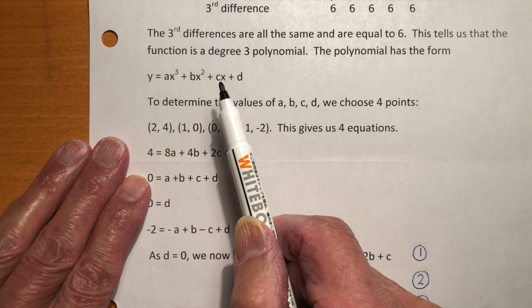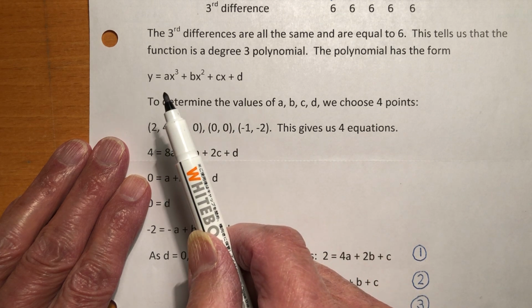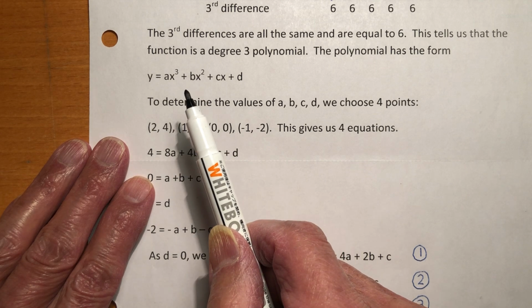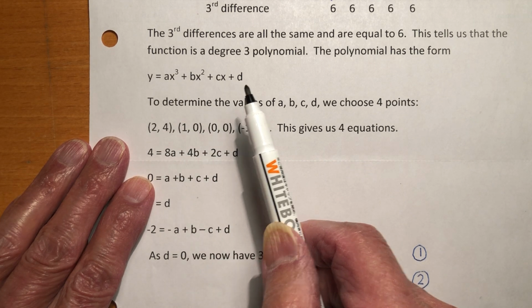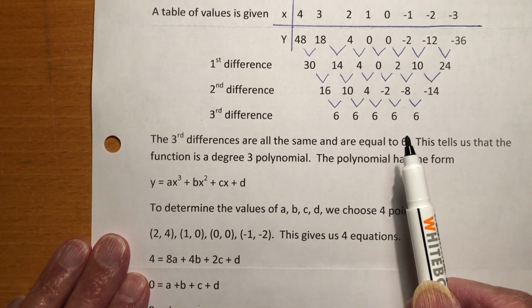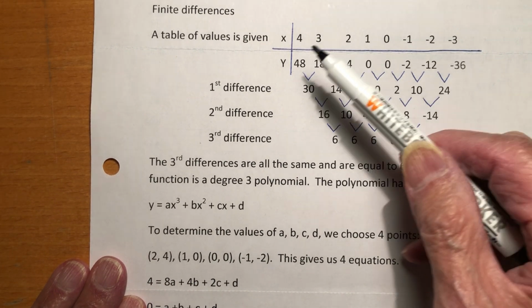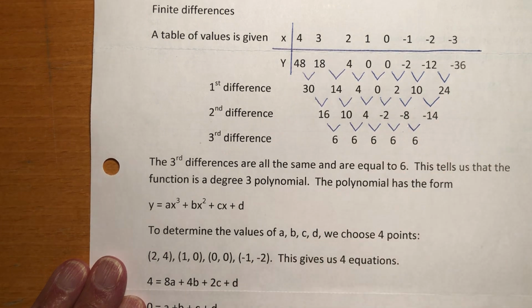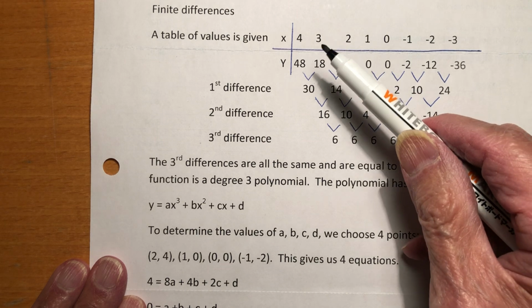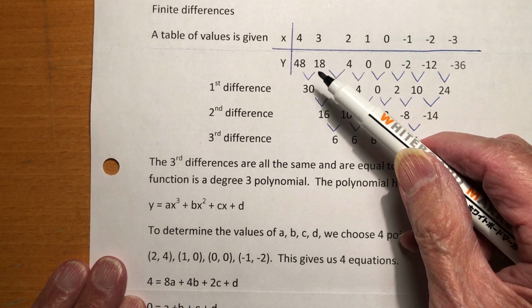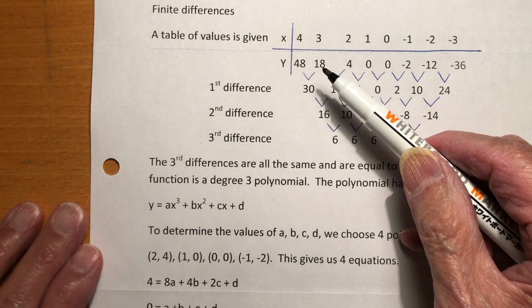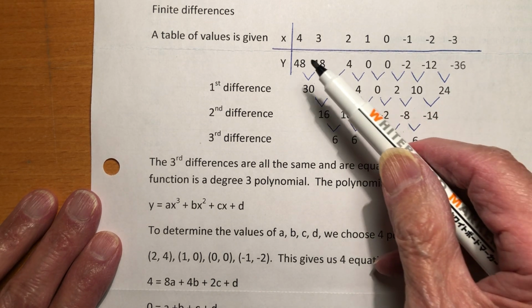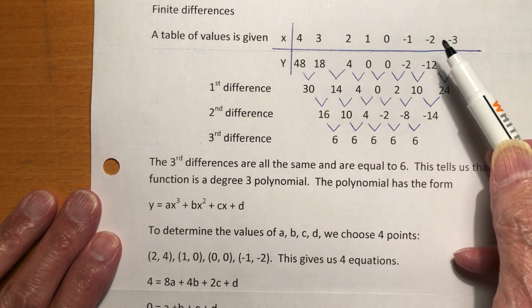To find 4 unknowns, you need 4 equations. How do I find 4 equations? It's from the table of values. When x is 4, y is 48. That's one equation. When x is 3, y is 18. That's another equation. And so on and so forth. So I have many equations from table values.